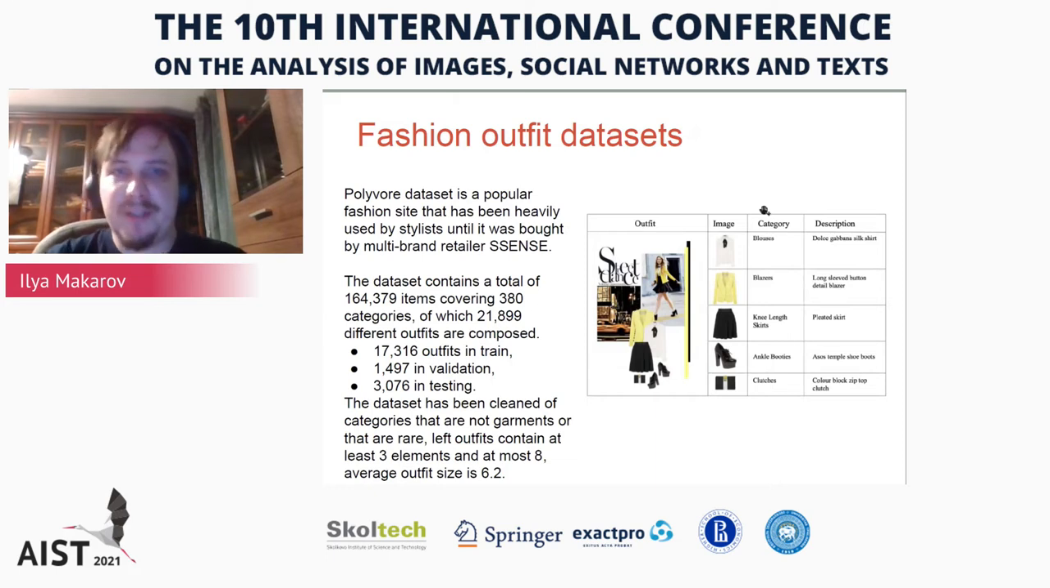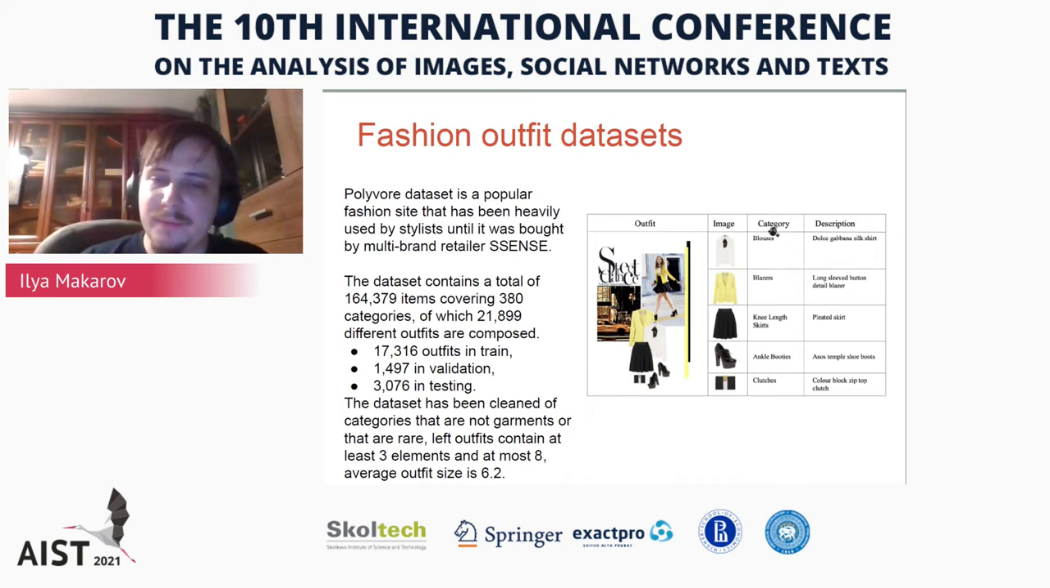If we go to the fashion outfit datasets, we used the Polyvore dataset, which is a popular fashion site that was used by stylists until it was bought by a multi-brand retailer and then closed. But still, it retains a number of outfits that were created by designers and stylists. Usually, these datasets contain some visual representation, which we don't take into account because that's more about stylistic content for attracting humans. What we do here is take images, not any kind of text categories, and just consider visual information alone.